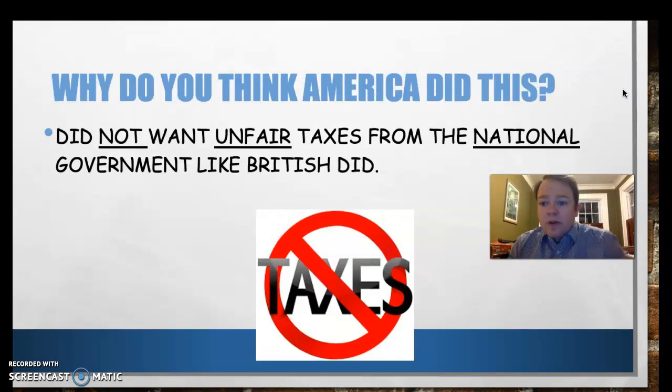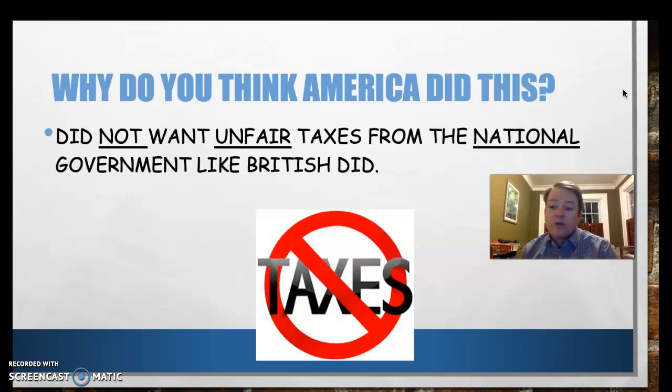Why did they make this? Well, they just fought a war over taxes that they thought were unfair. It wasn't the fact that the taxes were too expensive. It was the fact that they didn't feel they had a say or a vote. Right? We said no taxation without representation in the parliament.